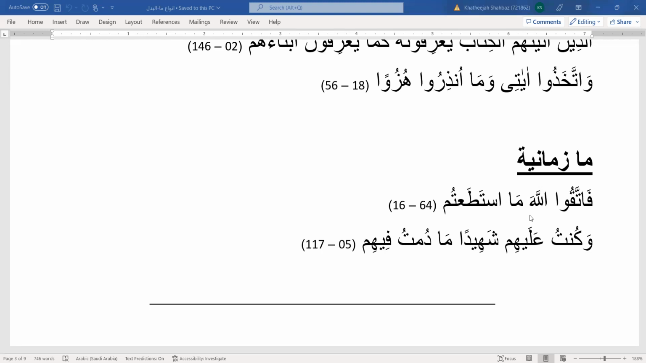So I'm translating it as much as you are able to. So this ma is translated as much as. So you all fear Allah as much as you are able to. And you see, I'm using it as a mudari.